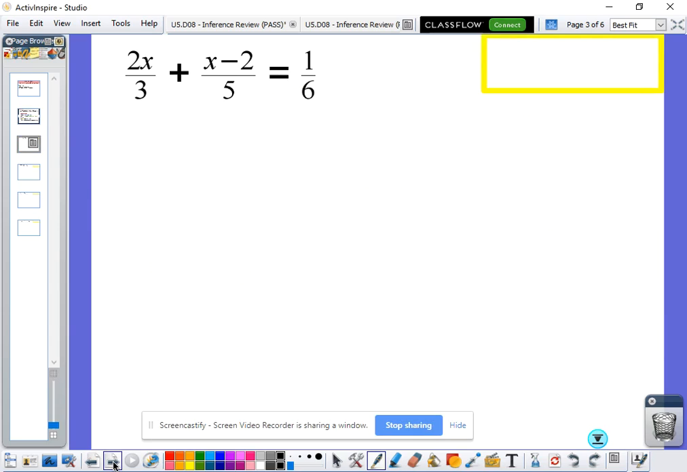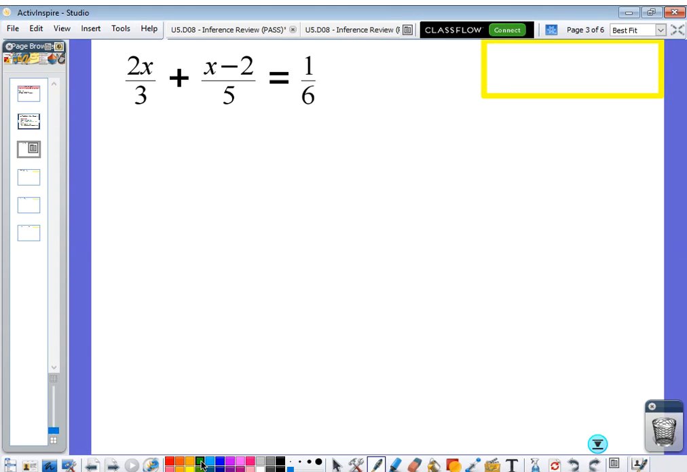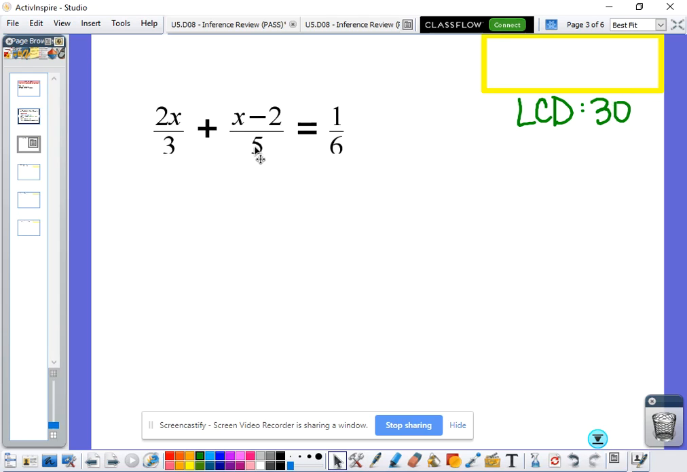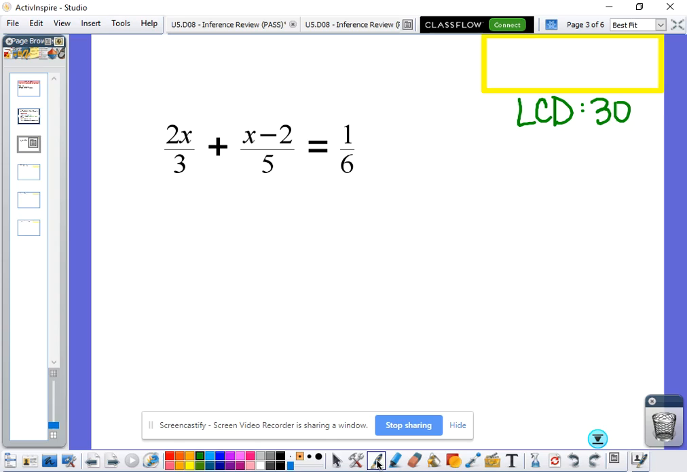In example 1, there is nothing for us to factor, and we don't have any variables in the denominator, so we do not need to state any excluded values. That means we can jump straight to determining what our least common denominator is. In this particular case, our least common denominator is going to be 30, so I'm going to take our original equation and multiply all of the numerators by 30. The purpose of doing this is for us to get rid of our fractions so that we do not have a denominator in any of our problems anymore.